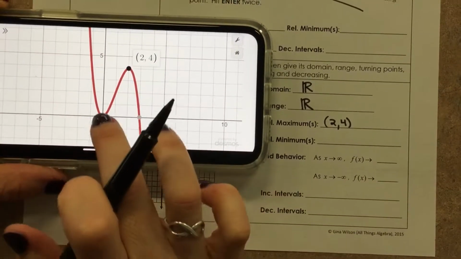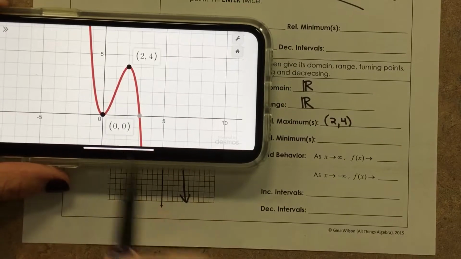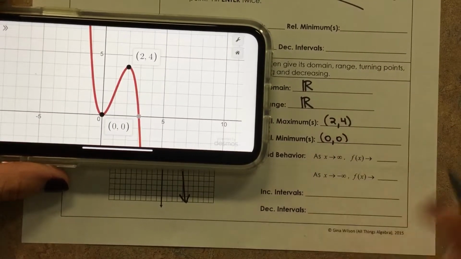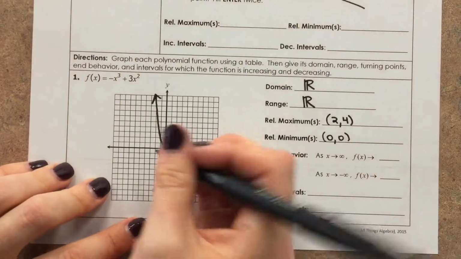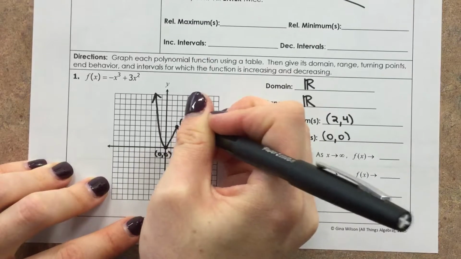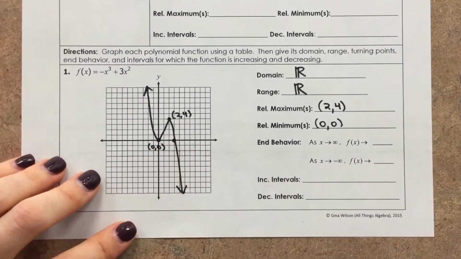And then the relative minimum is this little valley in the graph right here where it's going down, turns around, and then goes up. And that is right at the origin. So our minimum point is (0, 0). Okay, so I'm going to label those on this graph really quickly. (0, 0) and (2, 4), just so I don't have to keep putting Desmos back up on the screen. I can just use this graph.